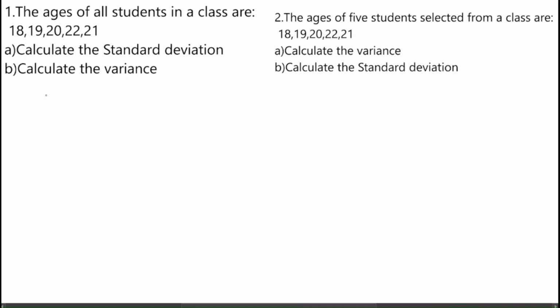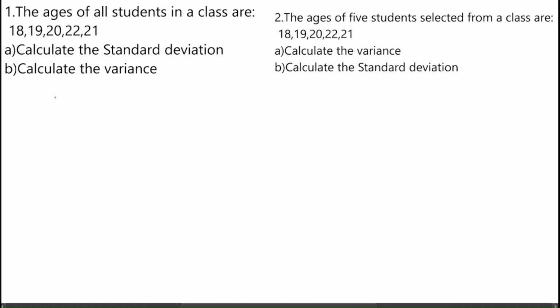Question number 1: the ages of all students in a class are 18, 19, 20, 22, 21. Calculate the standard deviation. Calculate the variance. Now, are we supposed to treat the question as a population or as a sample? It includes all the students. So, in that case, it is going to be treated as a population. So we already know that for this question, we are going to calculate the population mean.